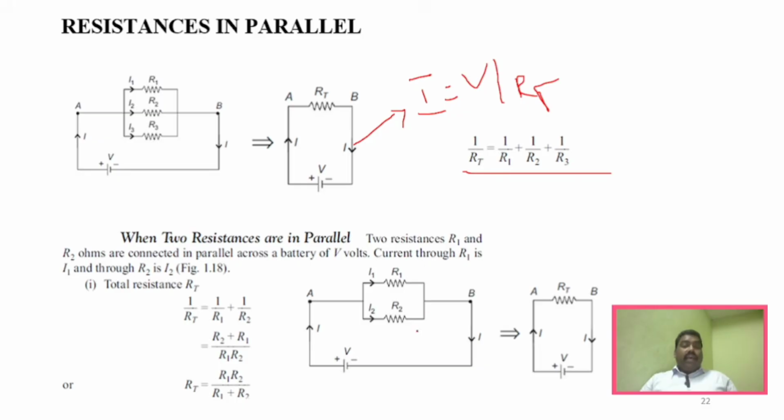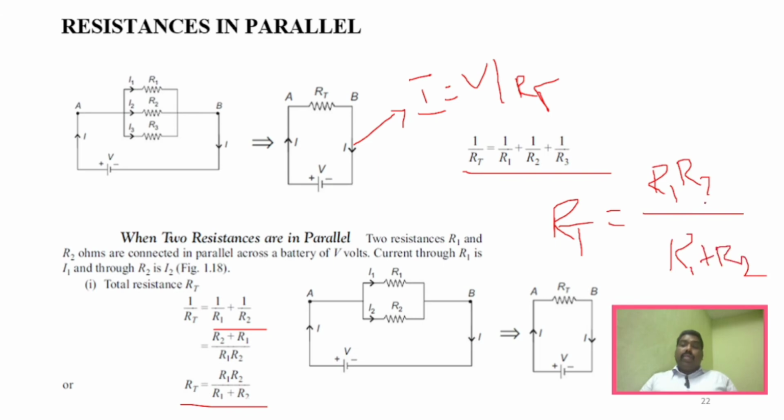Similarly, if you say these two resistors, right now these two resistors, if I need to find out RT, what I can do is 1 by RT is equal to 1 by R1 plus 1 by R2. And if you simplify this, you can find this formula. You can directly use this formula, or you can write it like this, right? And then you can find it out: R1 into R2 divided by R1 plus R2. This is how you have to solve the resistance in parallel.